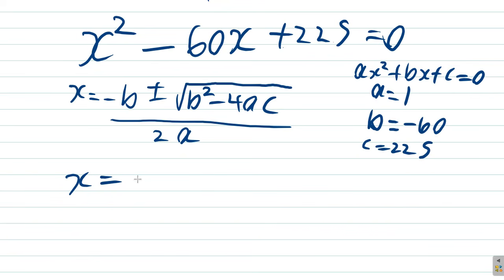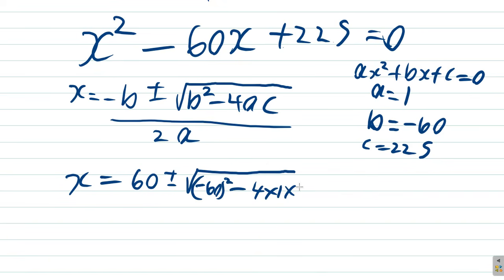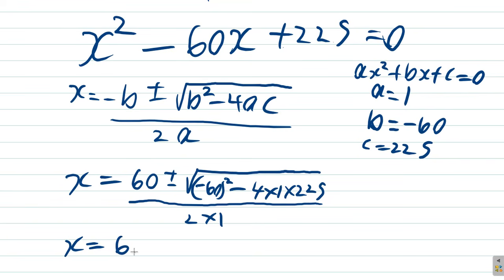So x equals negative b. Negative 60 is positive 60, plus or minus the square root of b squared, which is negative 60 squared, minus 4 times 1 times c, which is 225, all over 2 times 1. So x equals 60 plus or minus the square root of what? 60 squared is 3,600, and minus 4 by 1 by 225. What is 4 by 225? Work it out. 4 times 225 gives you 900 on the calculator.